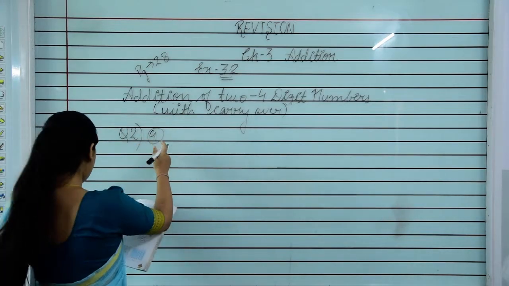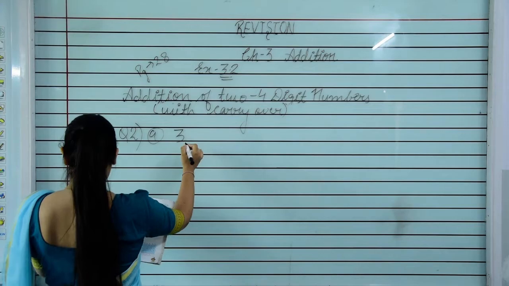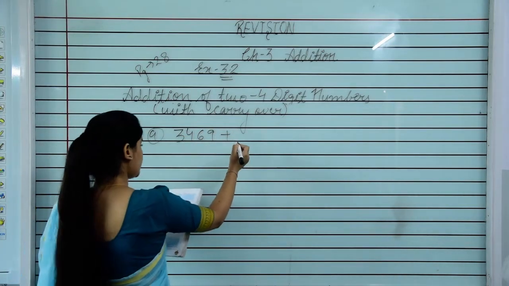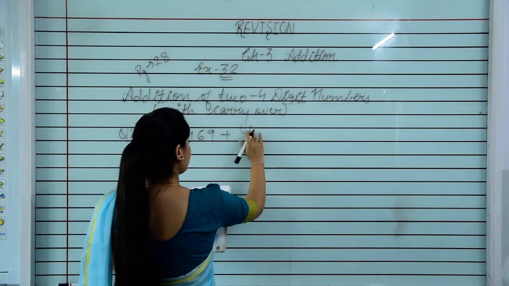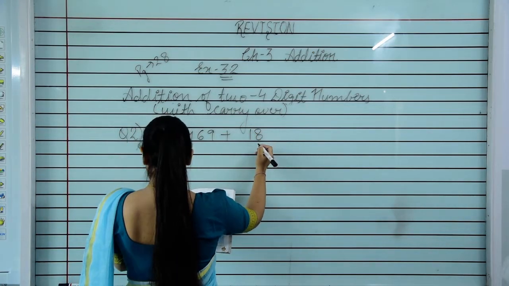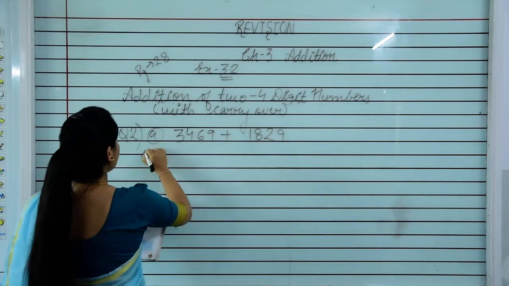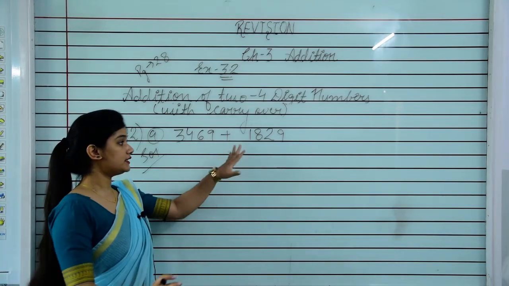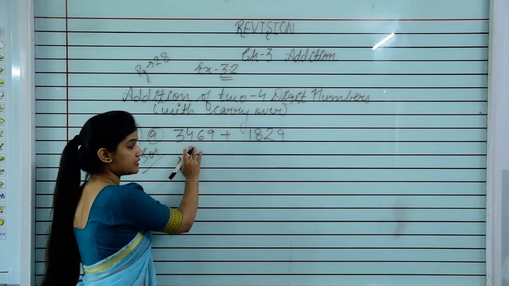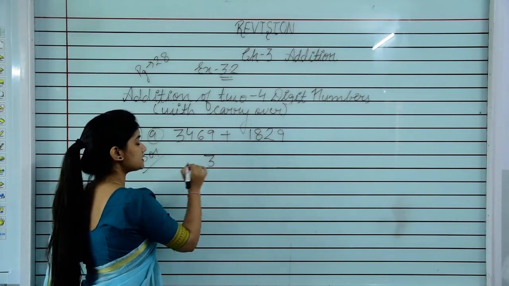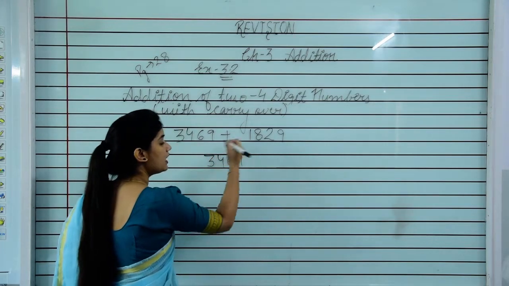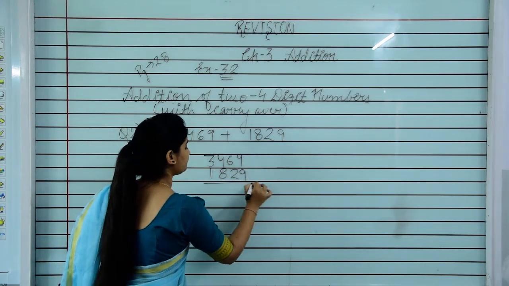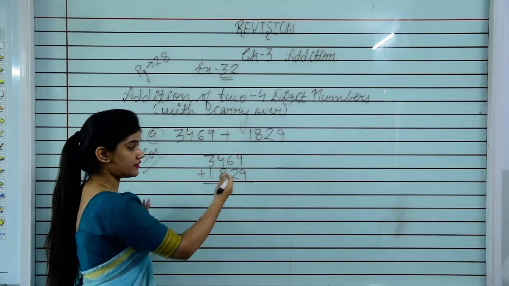So look here students, question number 2 A part, the first number is 3469 and the next number is 1829. So we have two numbers in this question and we are going to add these two numbers. So first of all, as I have told you, we'll write the first number, that is 3469, and then the next number is 1829. As I have told you, we'll start from this side.